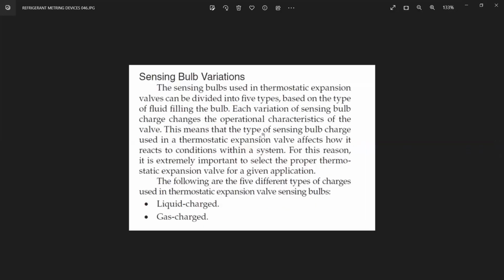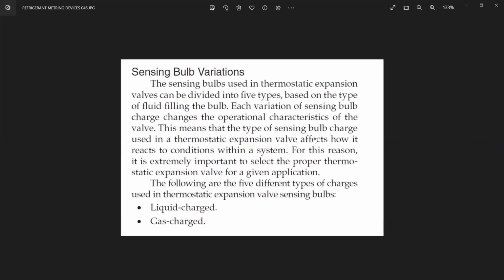The basic idea. Now, sensing bulb variation. This is what was asked by, I think, Vijay Yadav sir. So, what is the difference? What is the sensing bulb type? Okay.